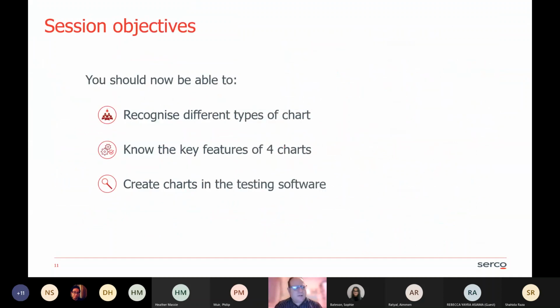So what I wanted to go through in a very short session today was that you understood there were different types of charts. Hopefully now you know the key features of at least 4, the key 4 charts that you'll need for the syllabus, which is a line chart, scatter chart, bar chart, and a pie chart. And then you know how to create charts in the testing software. So if you want to have that play with that at any time, you can.